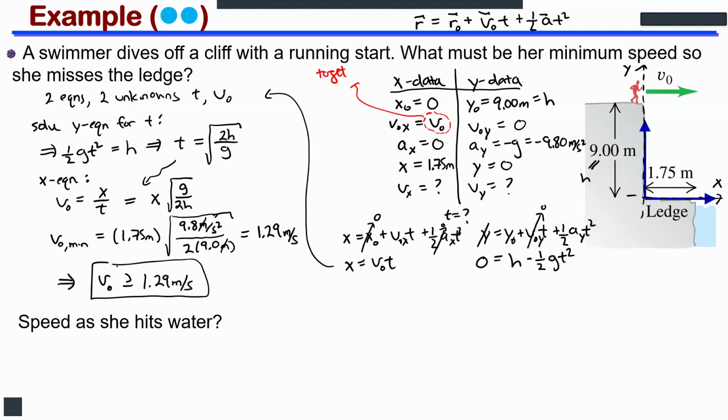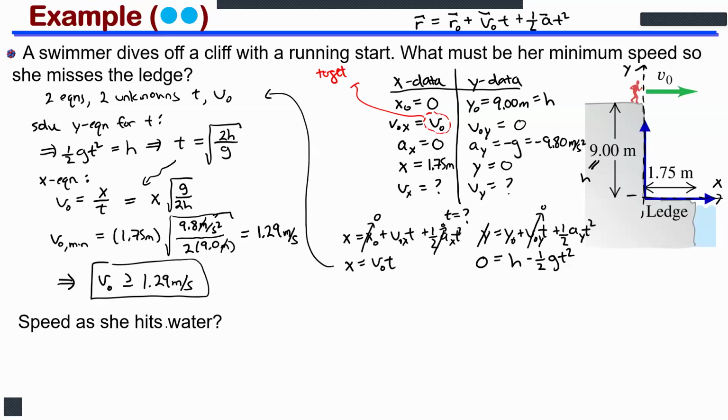So remember how we were saying earlier that miles per hour is a little bit more than double a number in meters per second. So let's say that this is roughly 3 miles per hour. That's no problem at all. You can even probably walk that fast. So she can definitely clear this ledge.